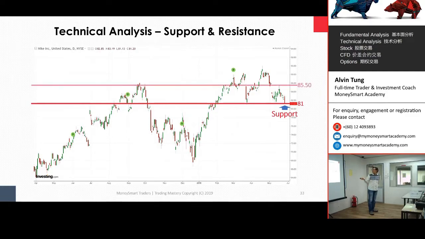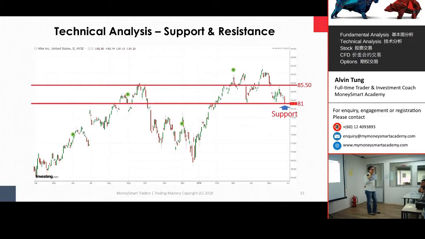Right? Now, do we also see another commonality here? Every time it comes to 85.5, sell down. Trace back again, 85.5, sell down. Trace back again, 85.5, sell down. 85.5, sell down. Is that a pattern? Do you see a pattern that I see?